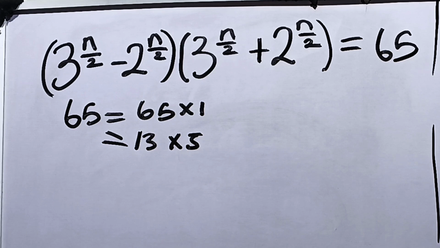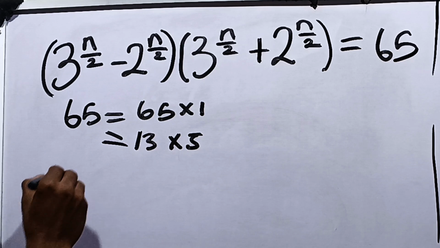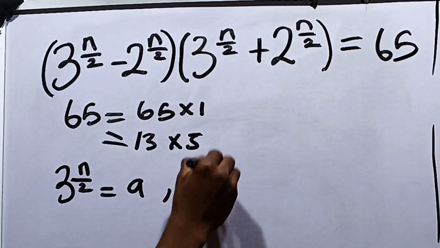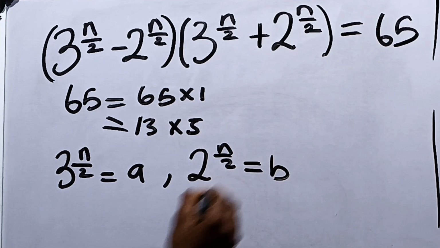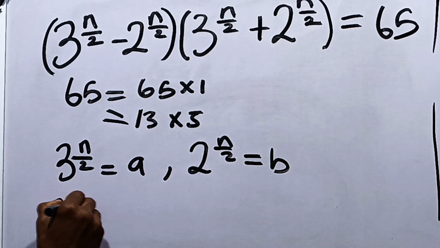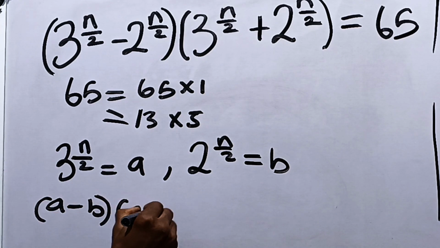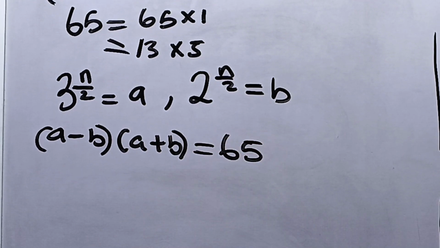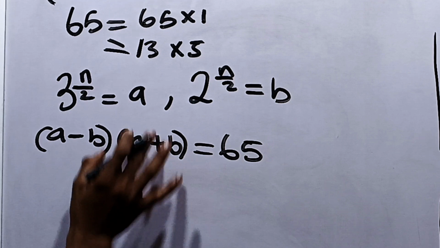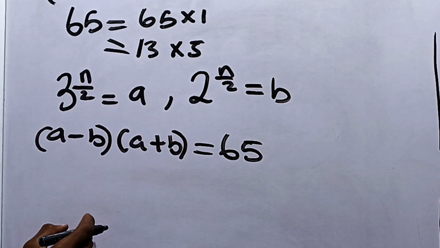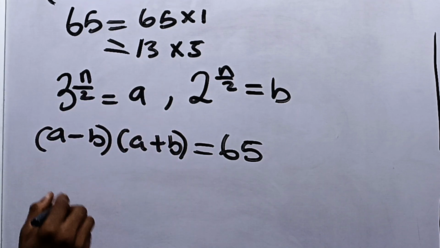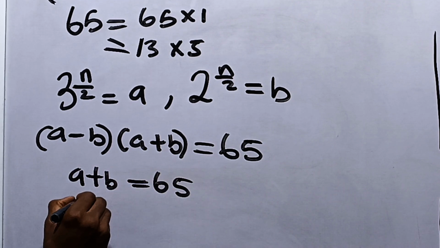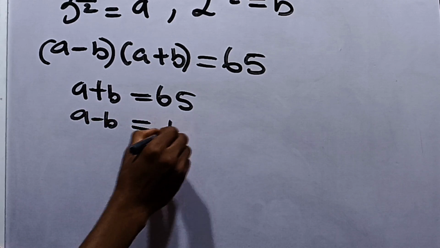Now, let's split something and then we solve. Let's say that 3 raised to the power n over 2 is equal to a and 2 raised to the power n over 2 is equal to b. So we can now go ahead and say that this is a minus b multiplied by a plus b to be equal to 65. Now, again, let's equate this to these multiples of 65. So when 65 is equal to 65 times 1, we have that a plus b will be equal to 65 and a minus b is equal to 1.